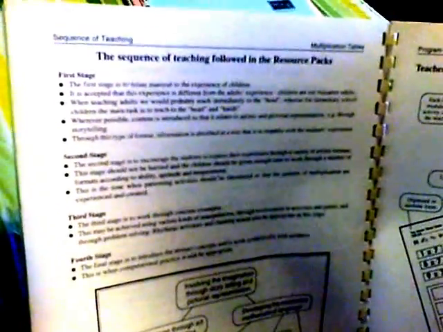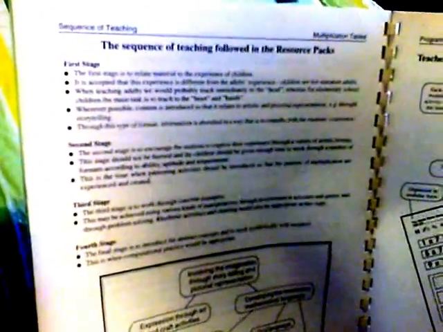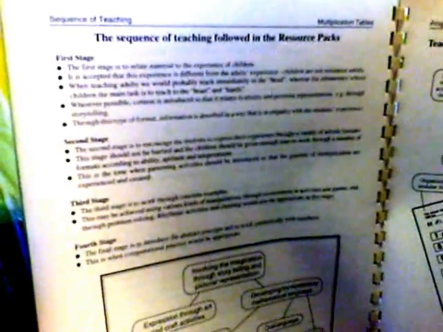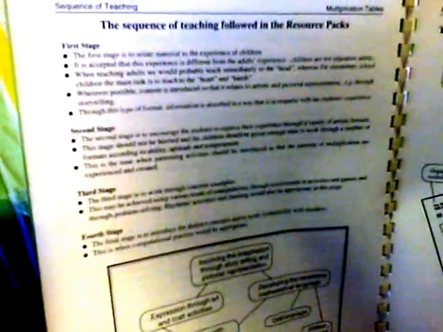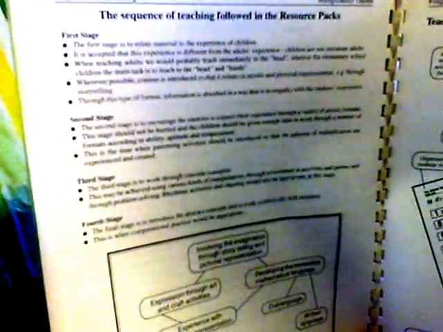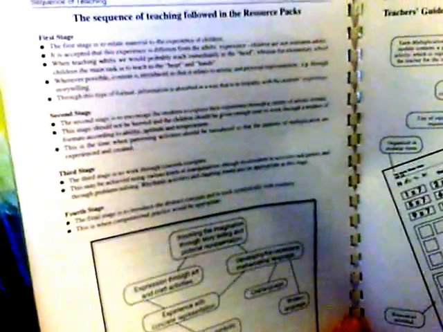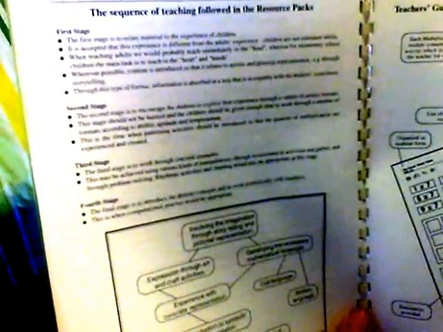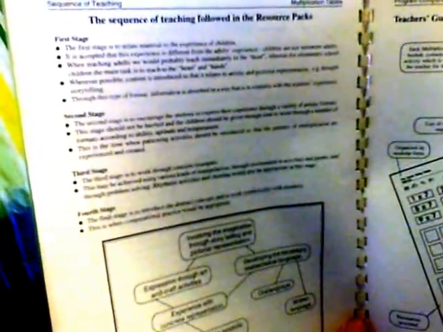That's the first stage. Second stage is to encourage the student then to express through their own experience, through a variety of artistic formats, what they have learned. This stage should not be hurried. Children should be given enough time to work through a number of formats according to their ability, aptitude, temperament, and so on. This is the time when patterning activities should be introduced, so the patterns of multiplication are experienced and then created. That's the second stage.